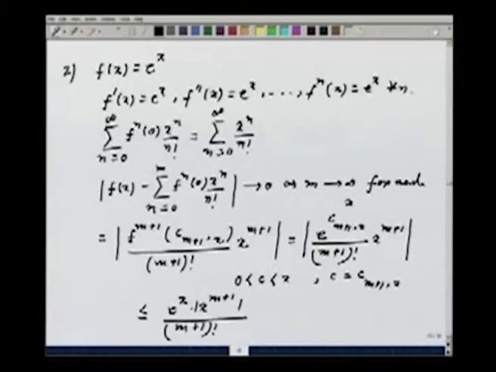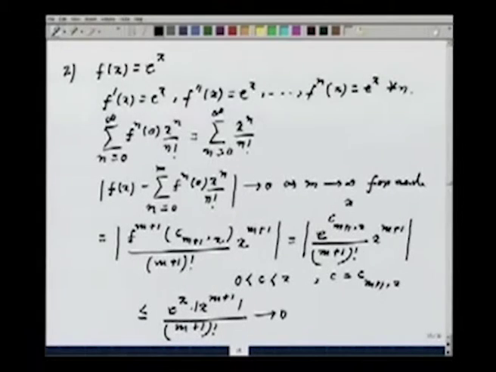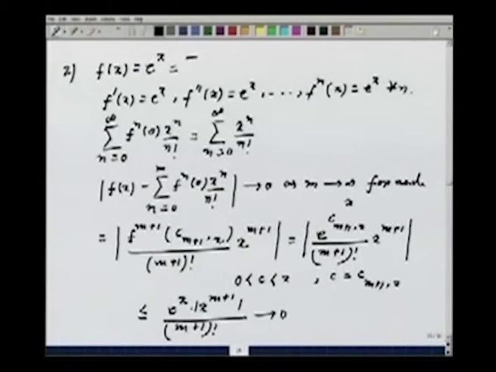Now this is something which we have seen before, that as m goes to infinity, this goes to 0. That means the function f(x) equal to e to the power x is represented by its power series. So now I can finally write that this is summation n from 0 to infinity x to the power n by factorial n.